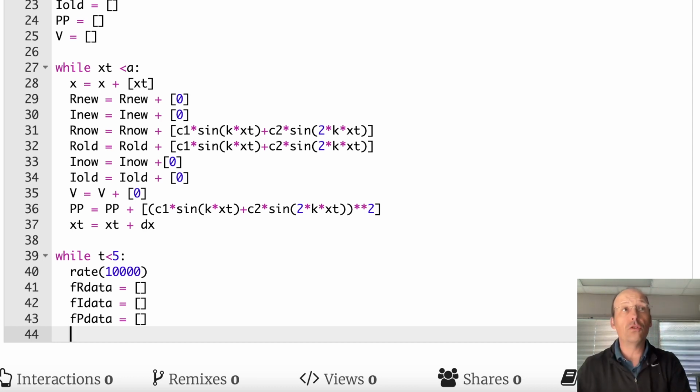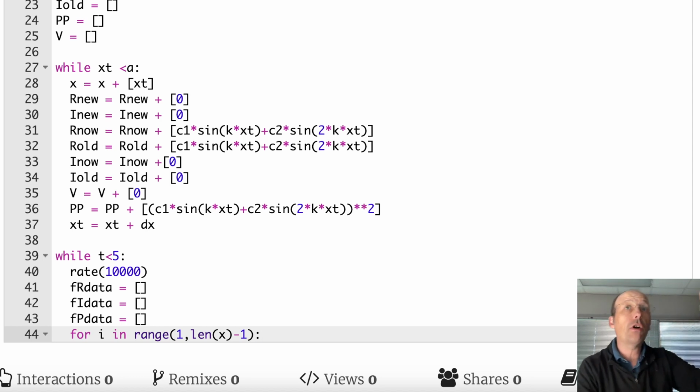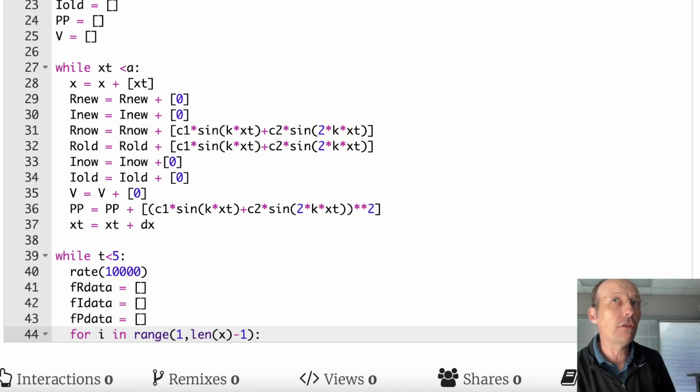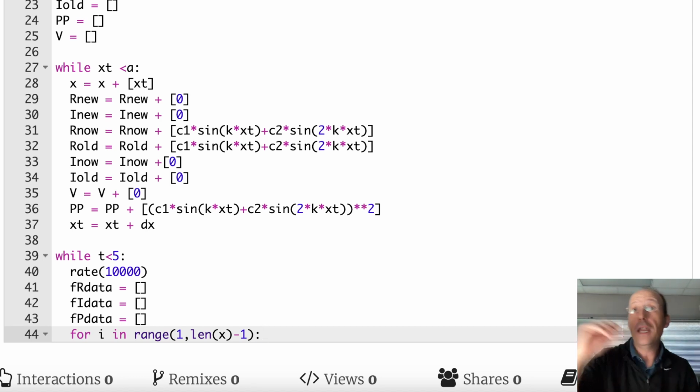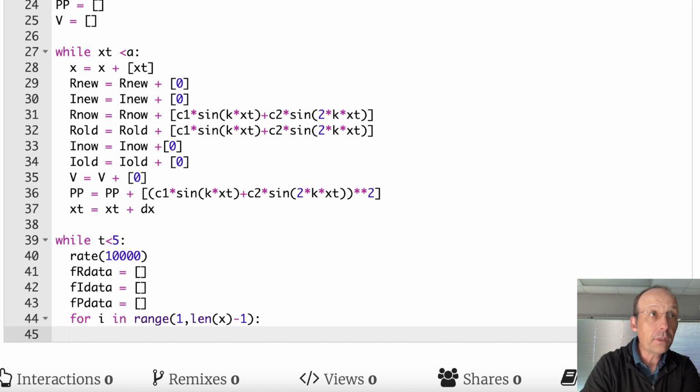Now, to do that, I'm going to do this. For i in range 1 to length of x minus 1. Because that will go through my x values, but not include the first one because I started at 1, not 0, and not include the last one because I'm only going to x minus 1. So I don't have to worry about those endpoints. So let's update the real function first. I'm going to type that up, just like I have my equation right there. Let's see if I get it right.